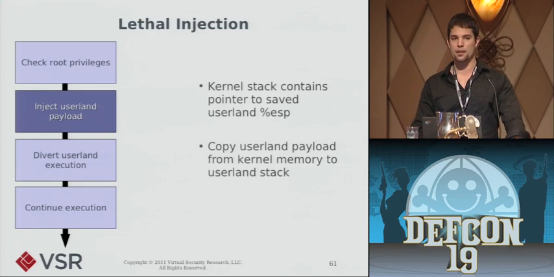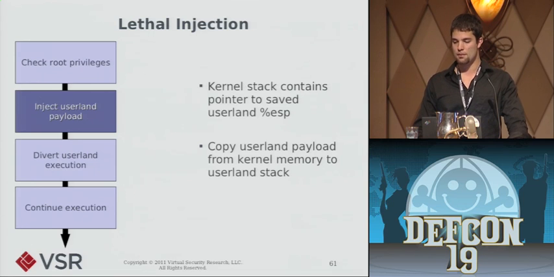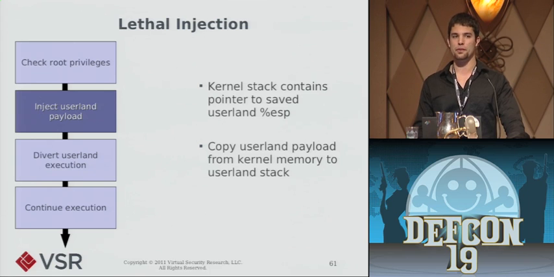Next, we need to actually inject our userland payload into this process that we've now hijacked. So the kernel stack, as a result of that stack switch that I just mentioned, actually has a pointer to the saved userland stack pointer. So when the process enters kernel mode, the CPU pushes the userland stack pointer onto the kernel stack so that when it returns from that system call, it knows to put its stack back to where it was. So let's put our payload on the userland stack because we can just read that pointer and know where it is. So what we do is we copy that userland payload that we installed earlier as part of that install packet from kernel memory, wherever we put it, onto this process's userland stack.